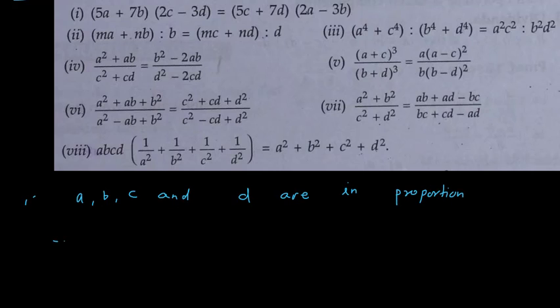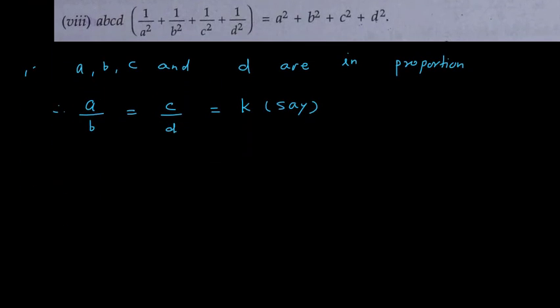So therefore, we can say that a upon b is equal to c upon d, and again we will say, let us say it is k. Okay, so this will help me to get the value of a. So therefore a can be written as bk and c can be written as dk.